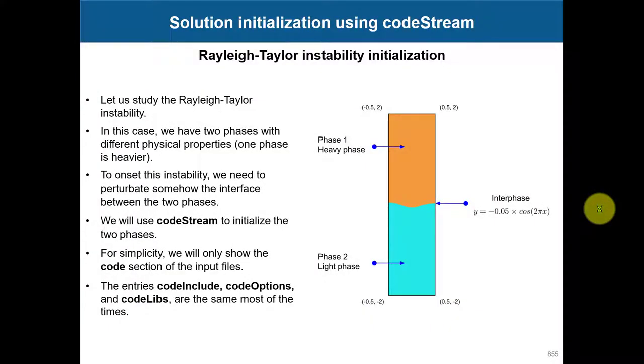Hello, and welcome back to the continuation of initial conditions using codeStream. So let's work in this case. Here we have a multi-phase case, and we want to initialize this interface, which follows this sinusoidal initialization. We have seen in the previous case how to do it, so it should be relatively easy for you to do it now.